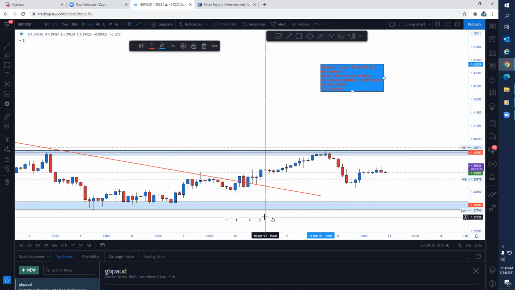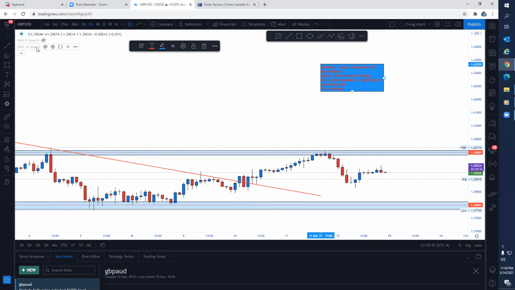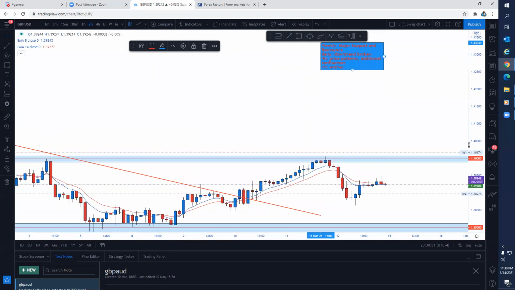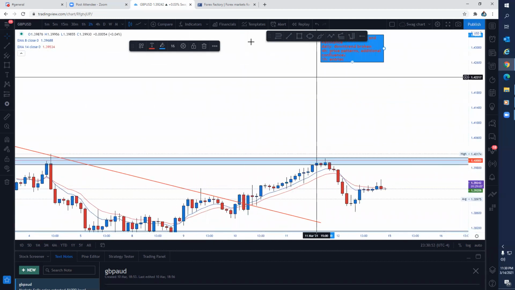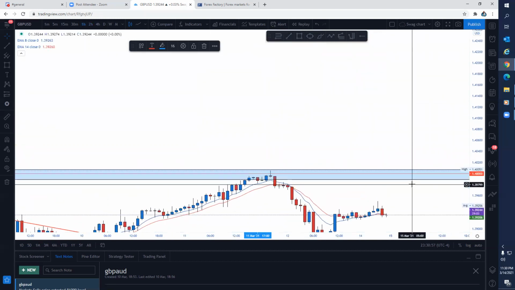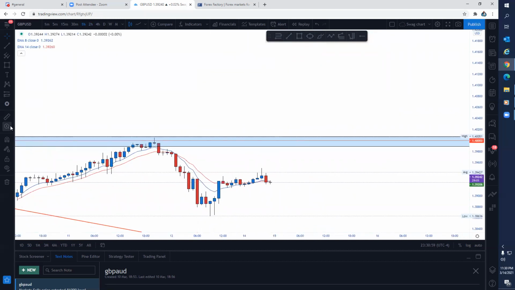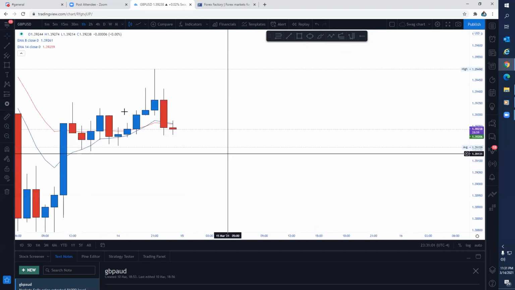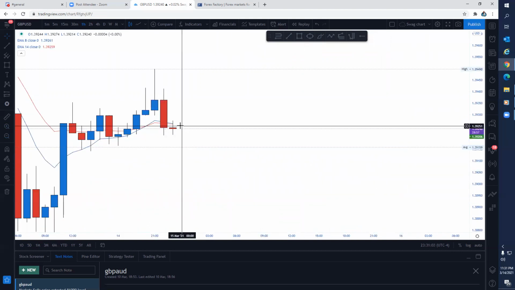Okay, so for my entries, I use two EMAs. I use an 8 and a 14. My 14 EMA is going to be red and my 8 EMA is going to be blue. So essentially what we are looking for in an uptrend is we're looking for the blue EMA to be crossed on top, and in a downtrend, the red EMA to be crossed on bottom. Now, as we see right now, we do show that the EMAs are crossed. If we were to zoom in, we see that blue is on top.